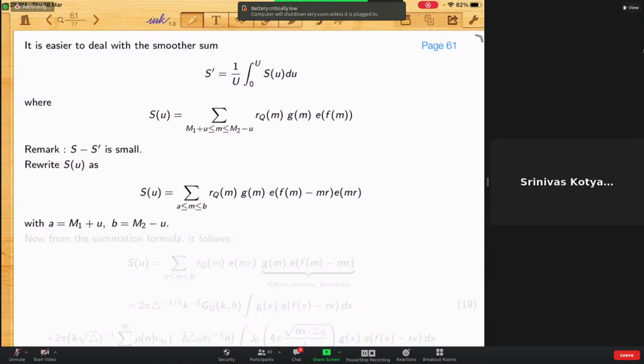Okay. Now, the difference between S and S prime is not big, so they're small. Now you can write S_u as this sum by removing a factor and then multiplying by e to the power of this. This has a lot of advantages.